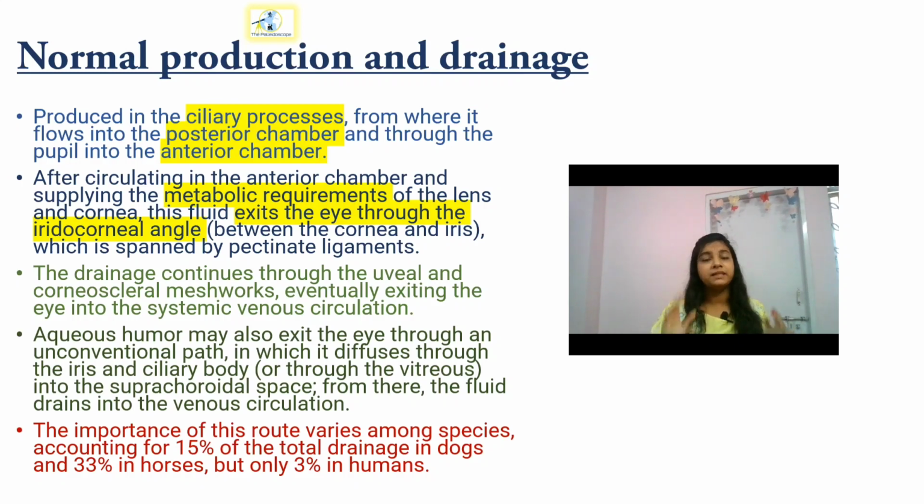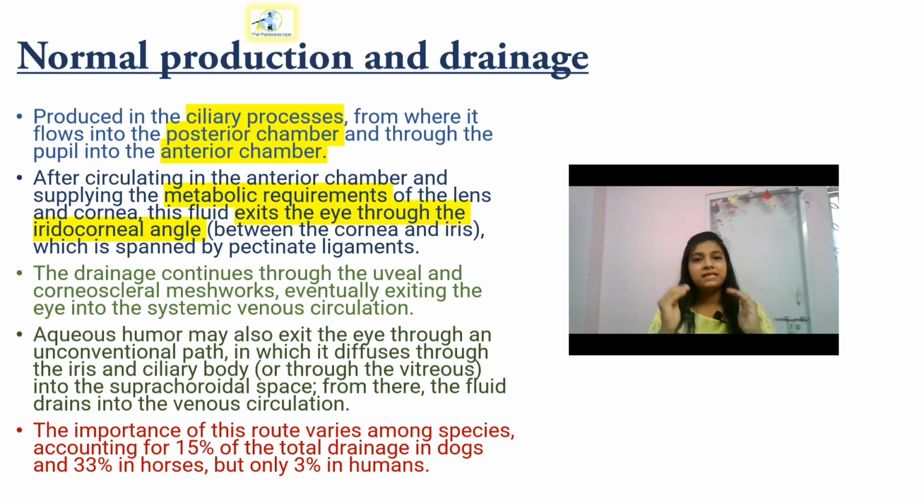Another is an unconventional path. This is the conventional path. The unconventional path is when it diffuses through the iris and the ciliary body or through the vitreous into the suprachoroidal space. From there the fluid drains into the venous circulation. Okay, both the processes ultimately drain into the venous circulation, but most commonly it is the conventional way through the iridocorneal angle, but sometimes it also drains through diffusion through the iris, ciliary body or through the vitreous into the suprachoroidal space.